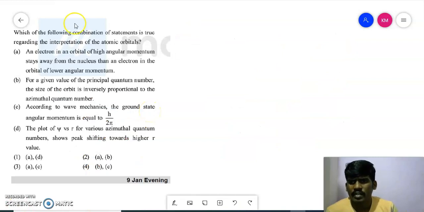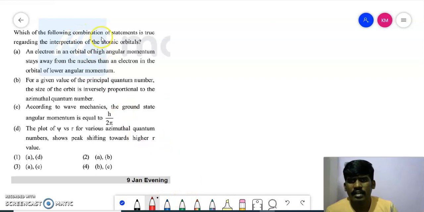If you see the next question given over here, which of the following combinations of statements is true? You have to find out the true statements. The first statement I am taking into consideration: an electron in an orbital of high angular momentum stays away from the nucleus than an electron in an orbital of lower angular momentum.